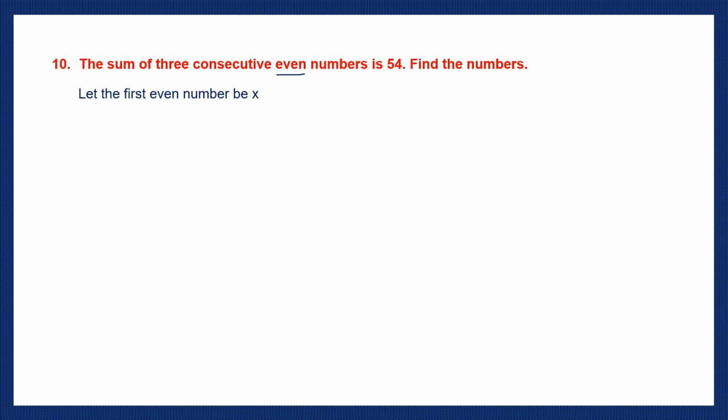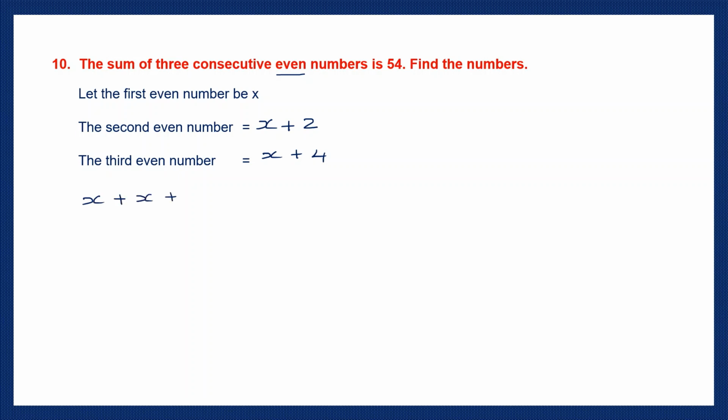So let the first even number be x. Then the second even number will be x plus 2, because it's an even number and it's a consecutive number. It will come immediately after x. And the third even number will be x plus 4. So we have the three numbers here. Now the question says the sum of these three is equal to 54. So I need to add all three numbers. So the first number is x, the second is x plus 2, the third is x plus 4. So all these add up to 54.